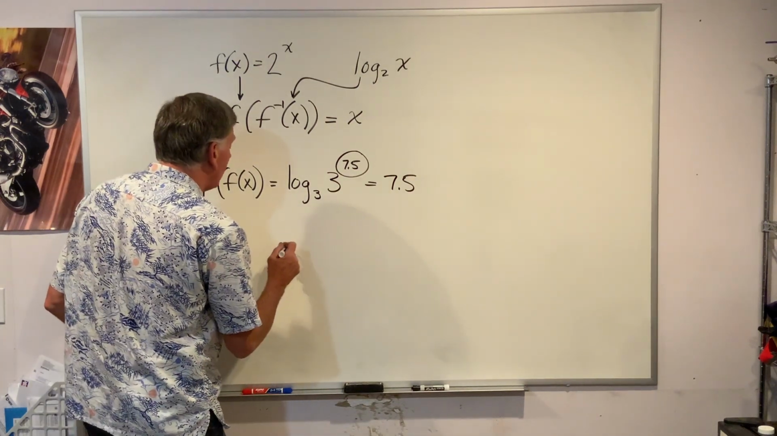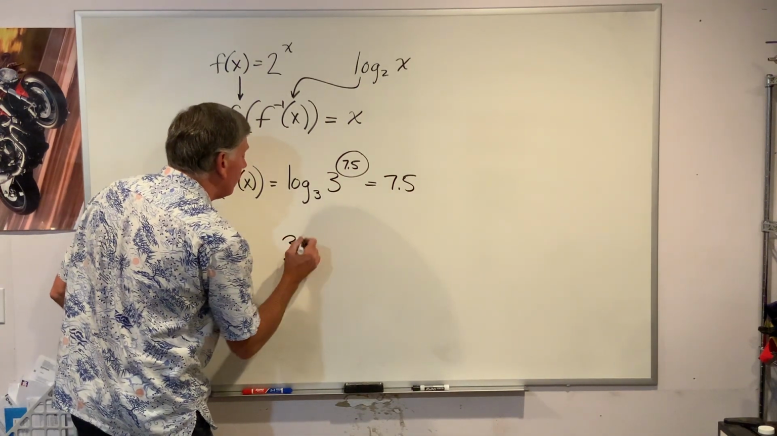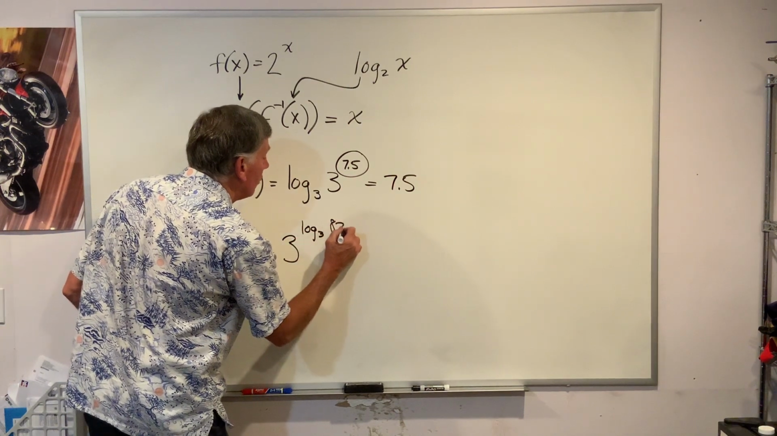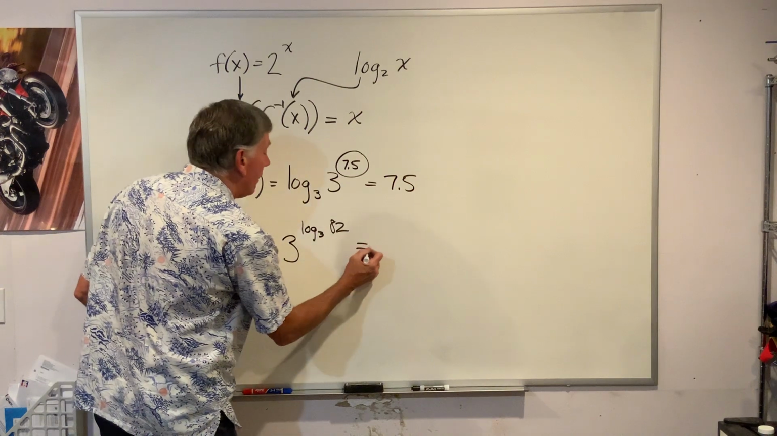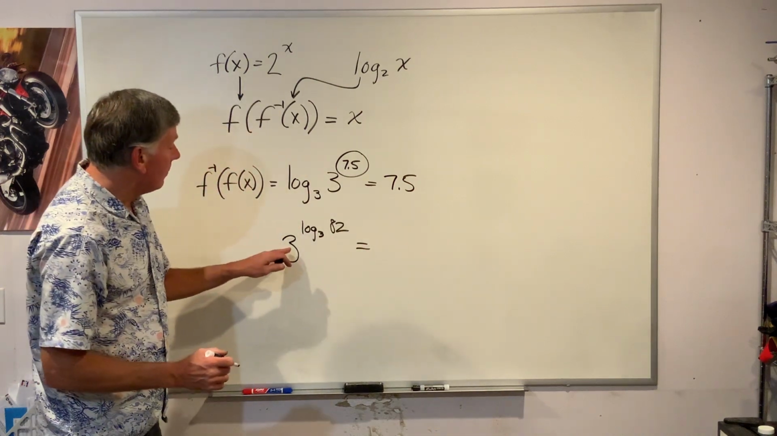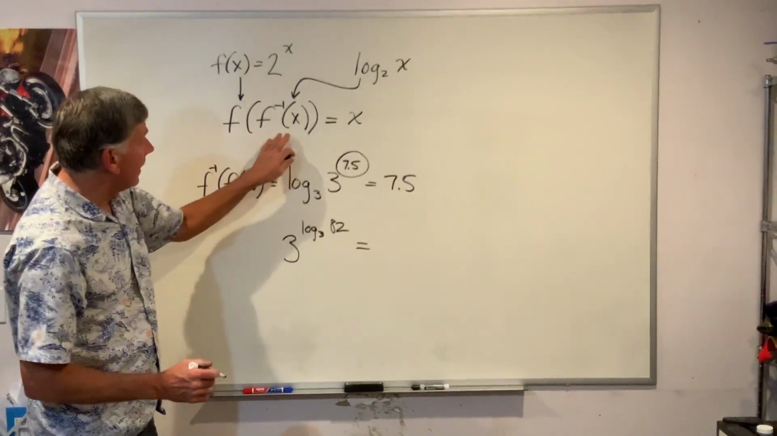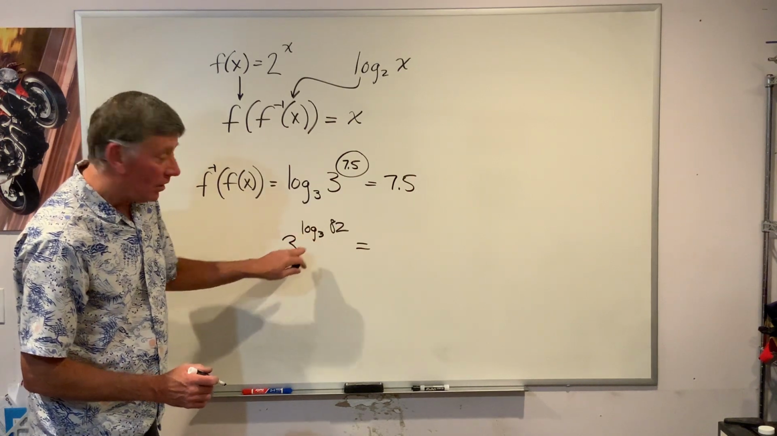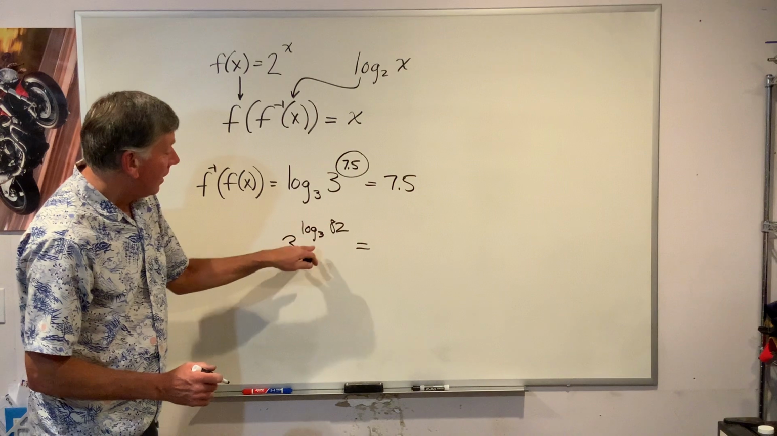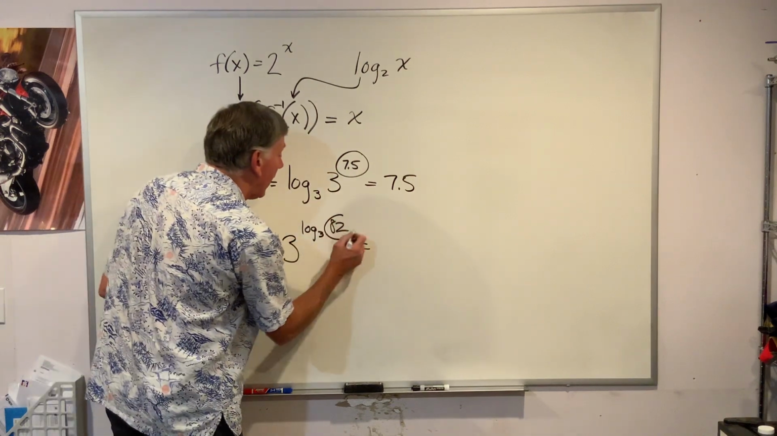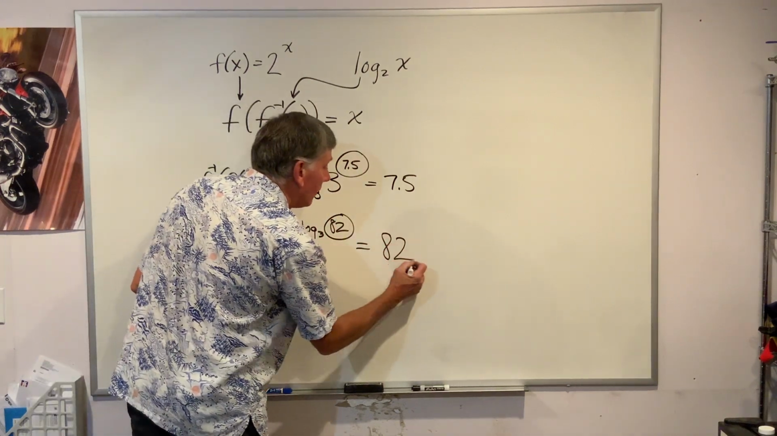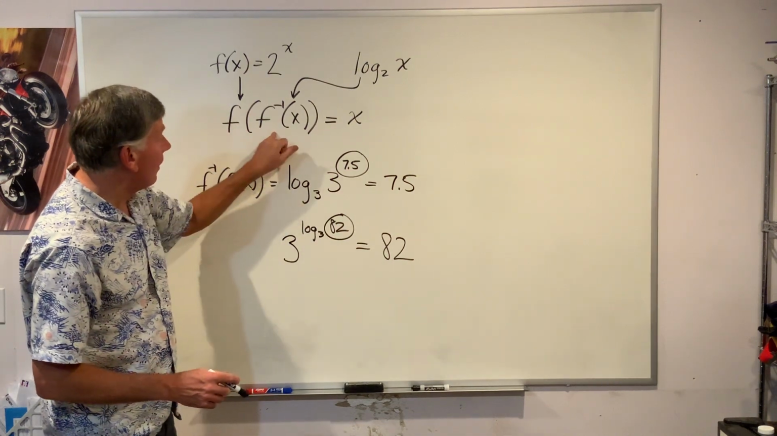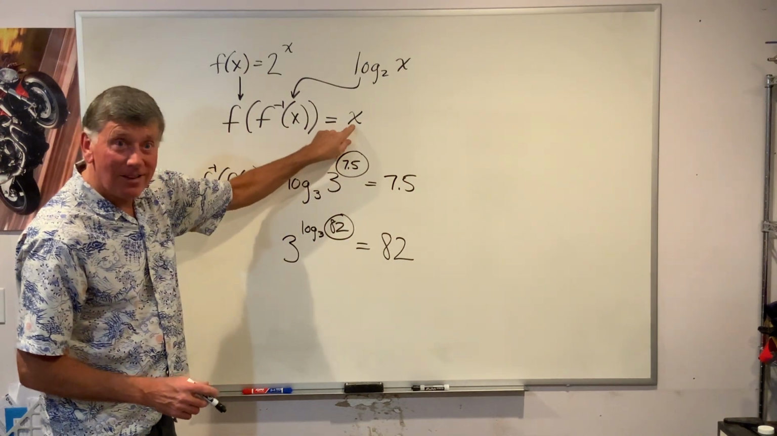Let's suppose that I take 3 to the log base 3 of 82. That is going to simply be, this now is f acting on the inverse function. Here is my inverse function. Here is my function. And my value here is what my answer is, all because f of f inverse of x is x.